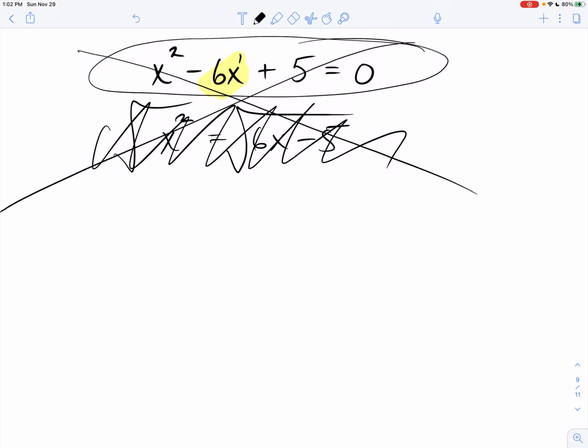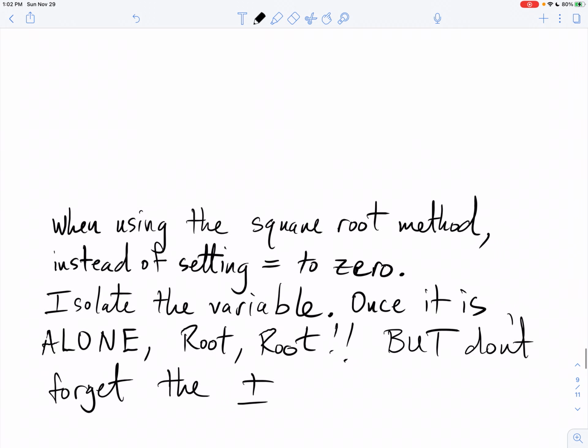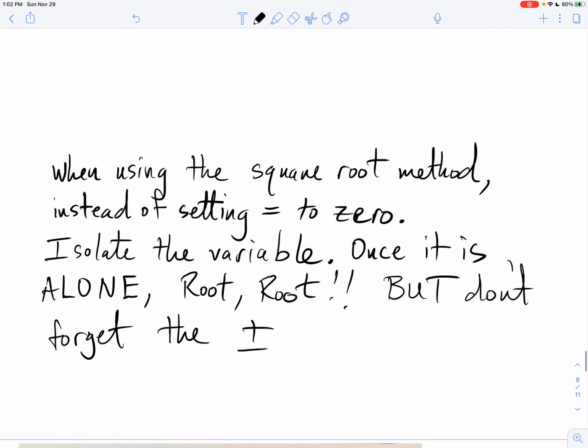So here's your practice. Here's the practice problems. But before we do that, I want to remind you, when using the square root method, I call it cheerleading, instead of setting it equal to 0, isolate the variable. Sometimes we have to move stuff over by adding or subtracting. Sometimes we have to divide. Sometimes we have to do both. But once you get the variable alone, that's cheerlead time. Root. But don't forget to put a plus minus on your answer. Ooh, you want to make sure you got the full answer.